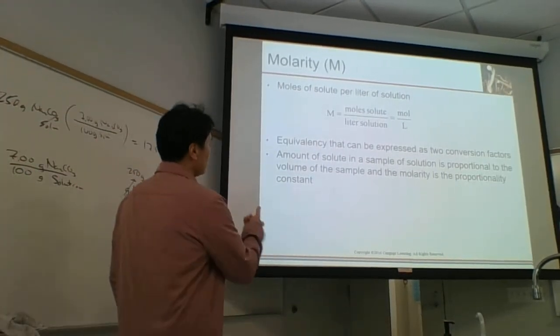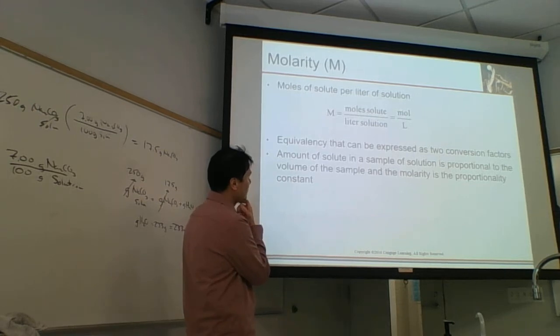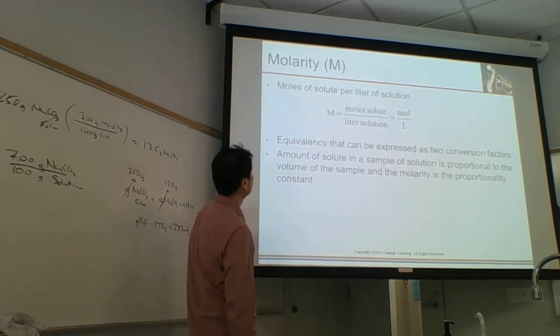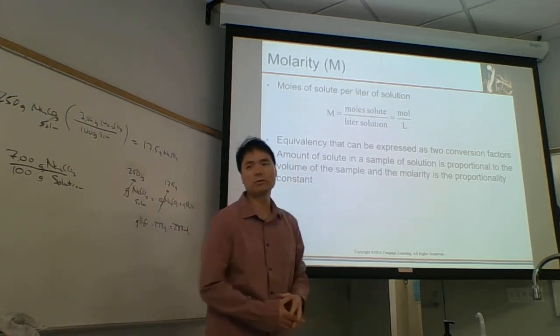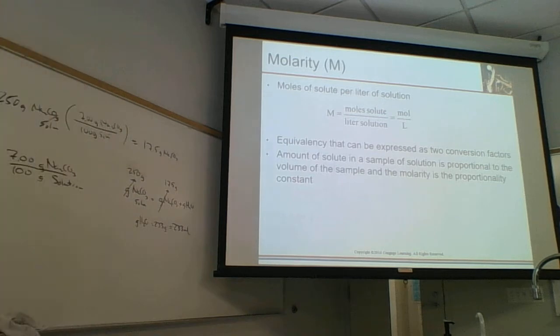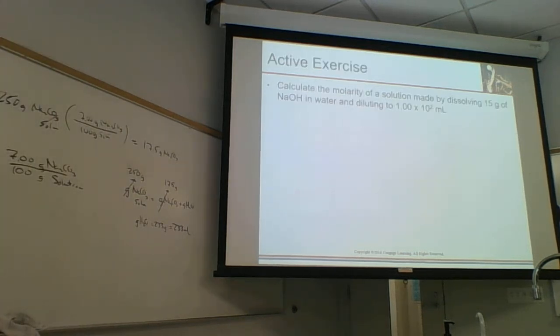As far as solution compositions go, we have the percent, ppm, part per billion, etc. We also have molarity. Molarity is much more convenient for stoichiometry. So molarity, the definition is moles of solute per liter of solution. We looked at molarity already during our titration calculations.